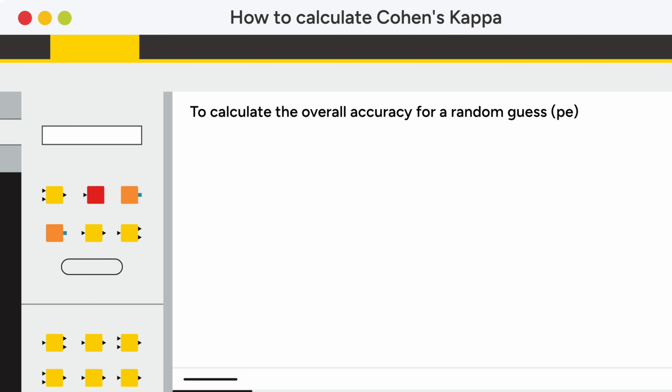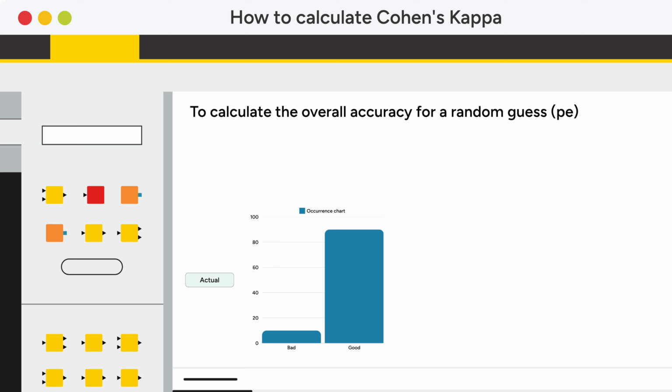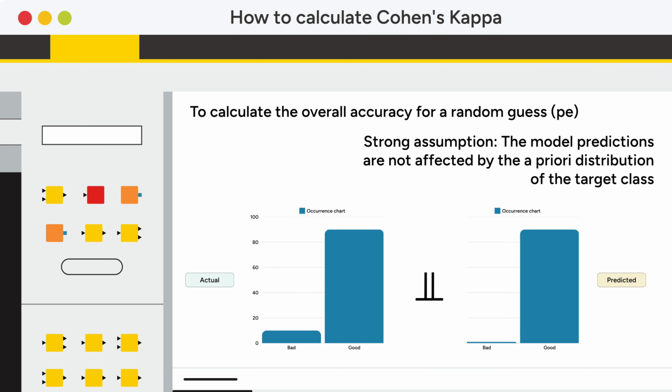To calculate the overall accuracy of a random guess, PE, you make the strong assumption that the model predictions are not affected by the a priori distribution of the target class. Notice though, this assumption is often violated when working with unbalanced data, since the classification model tends to predict the majority class in case of uncertainty.